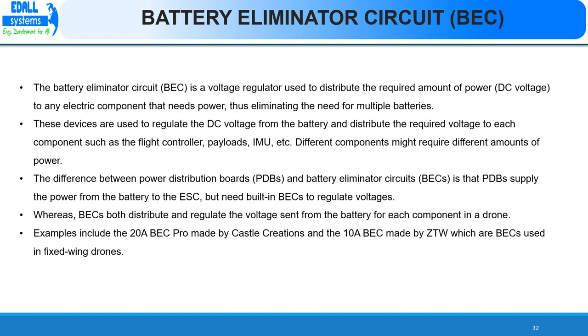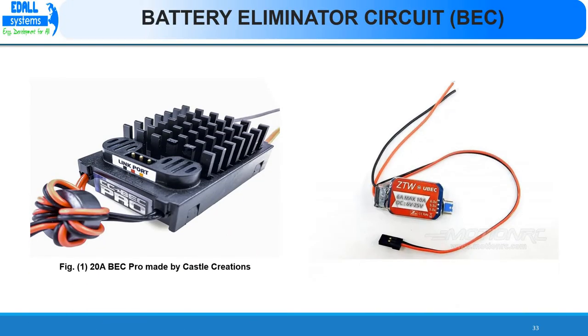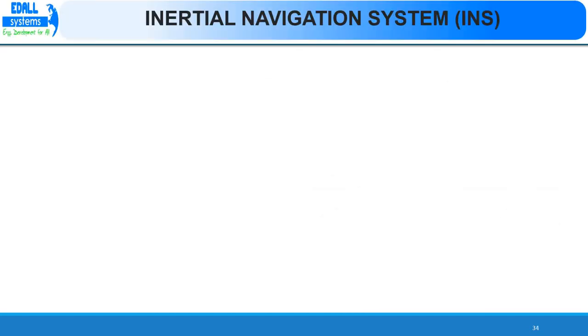Some examples of battery eliminator circuits used in fixed-wing drones are 20A Pro made by Castle Creations and 10A made by ZTW. Here are some pictures of battery eliminator circuit. We have inertial navigation system.